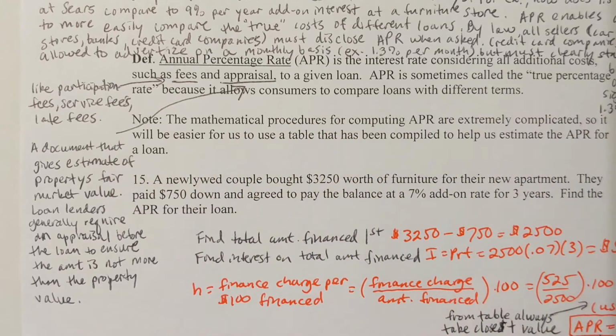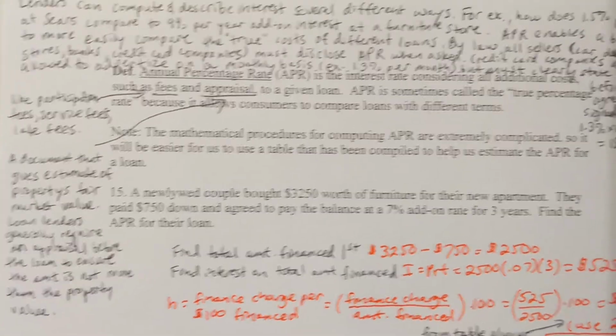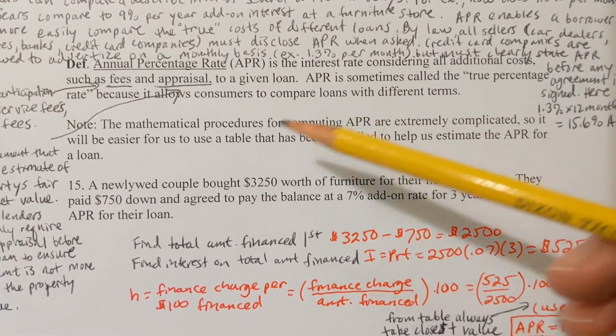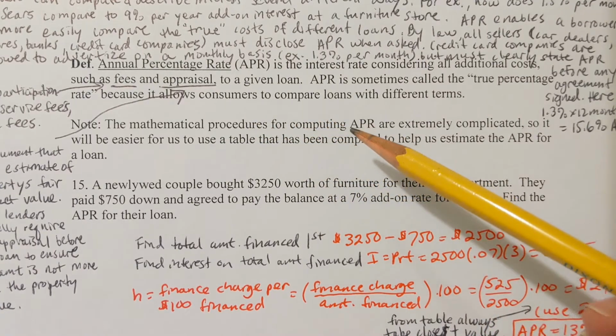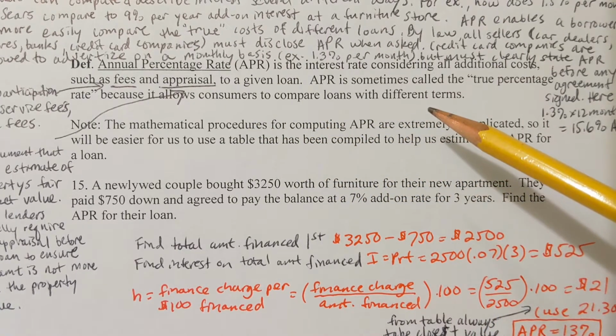An appraisal is a document that gives an estimate of the property's fair market value. Lenders generally require an appraisal before the loan to ensure the amount is not more than the property value. So if you're going to get a house worth $150,000 and you're asking for $180,000, no, the bank isn't going to give you that. Okay. APR is sometimes called the true percentage rate because it allows consumers to compare loans with different terms.